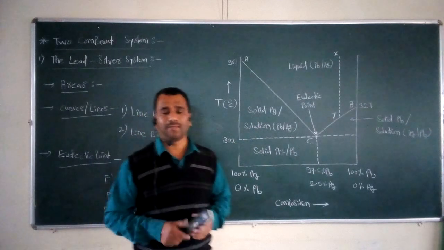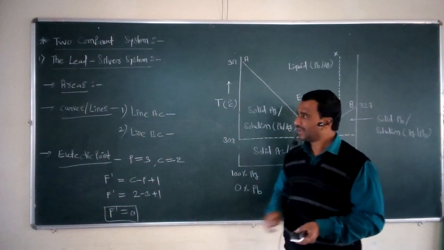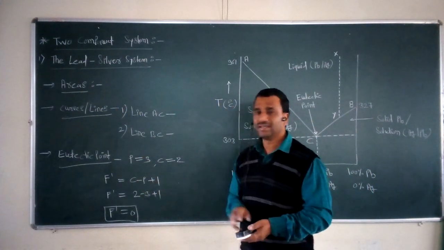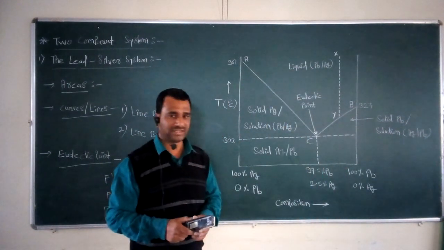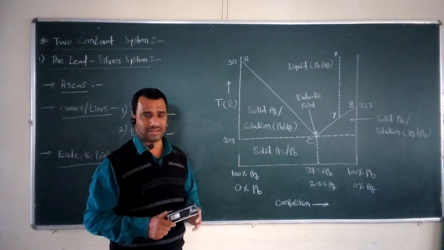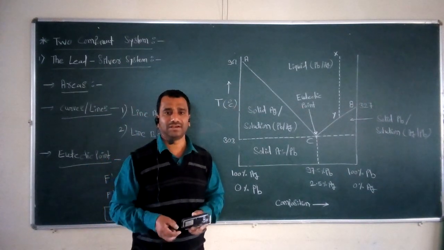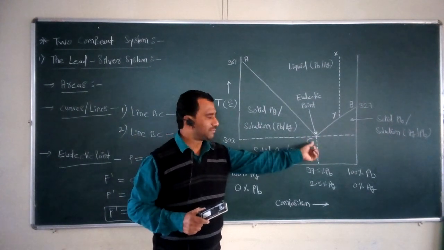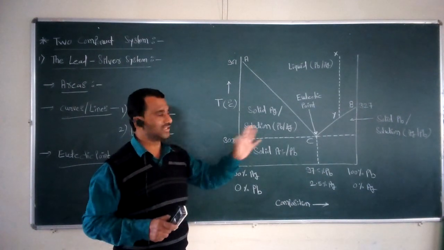At this stage, we studied the three important parts present in this particular phase diagram. First are the areas, second are the curves or lines, and next is the eutectic point. This eutectic point is very important as far as this phase diagram is concerned. Whenever we consider this eutectic point, what happens? Suppose we consider this point C, three phases are in equilibrium with each other. So this is a eutectic point.